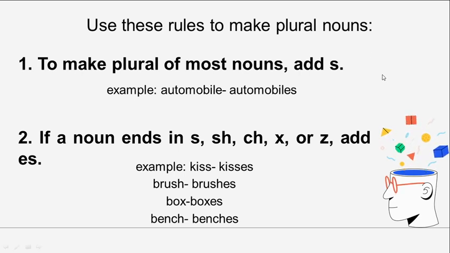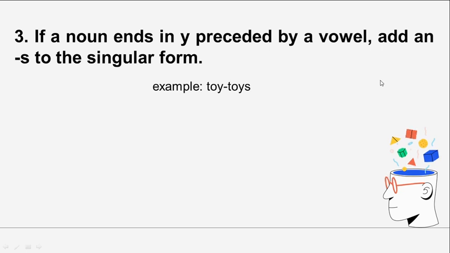Good job. Next, number 3. If the noun ends in Y, preceded by a vowel, add S to the singular form. What do you mean by vowel? When we say vowel, those are the letters A, E, I, O, and U. So you need to take a look first if the noun ends with letter Y. If that's the case, and it is preceded by a vowel, you just need to add letter S.